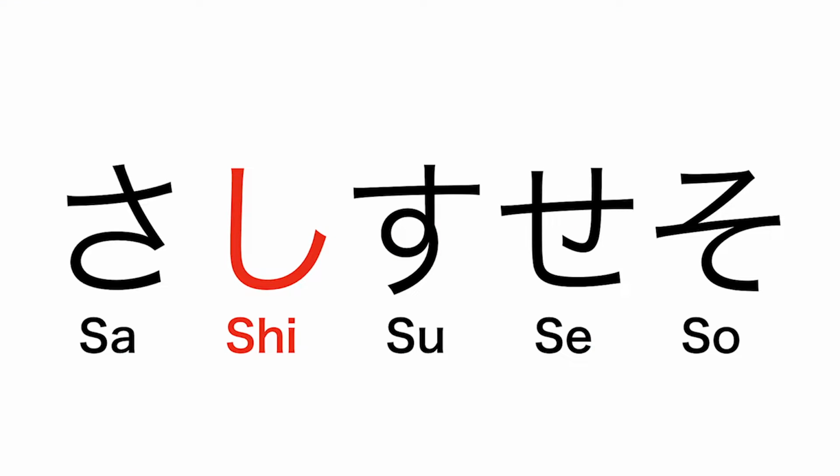One thing I want to let you know is the second letter, shi. We don't have the C sound, so it's going to be shi instead. Sa, shi, su, se, so.